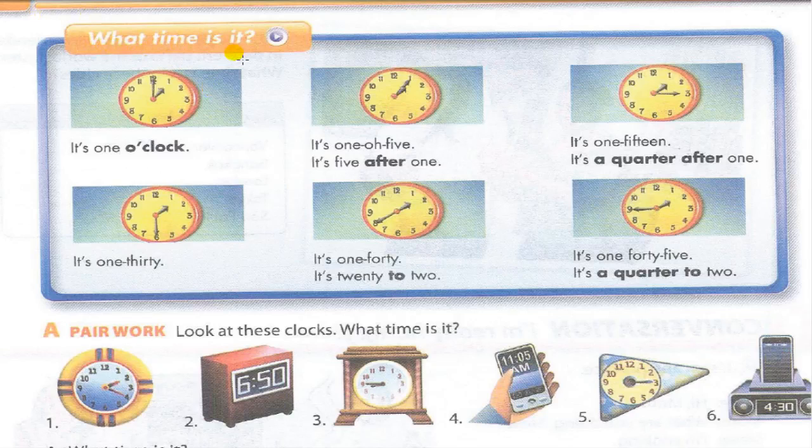What time is it? It's 1 o'clock. It's 1:05. It's 5 after 1. It's 1:15. It's a quarter after 1. It's 1:30. It's 1:40. It's 20 to 2. It's 1:45. It's a quarter to 2.